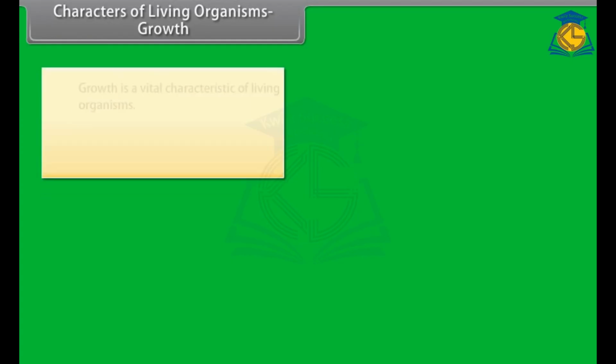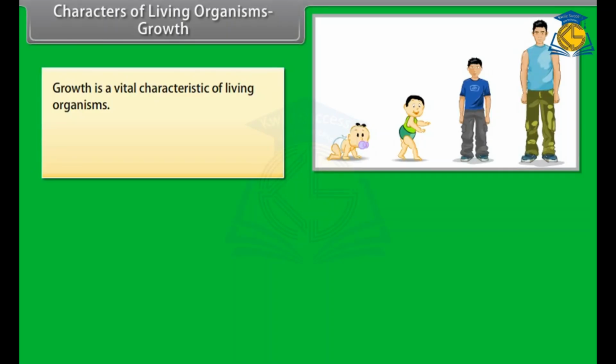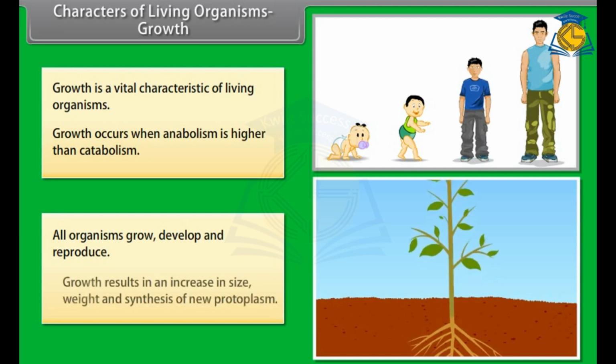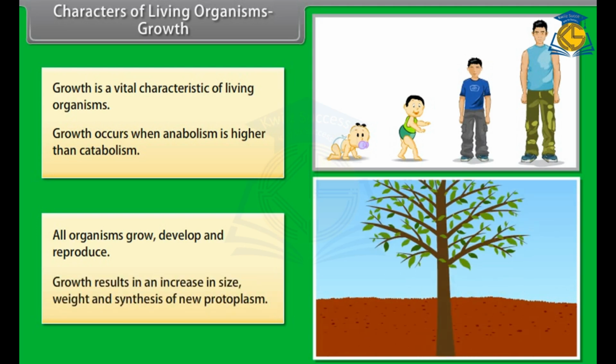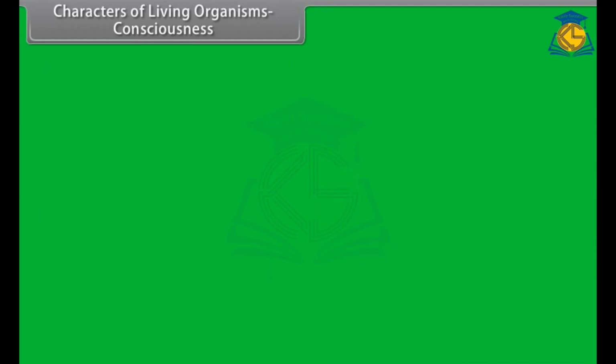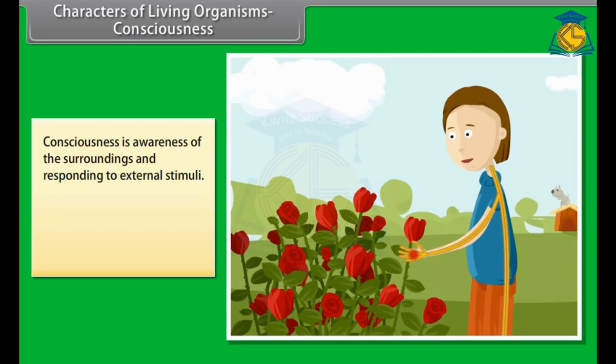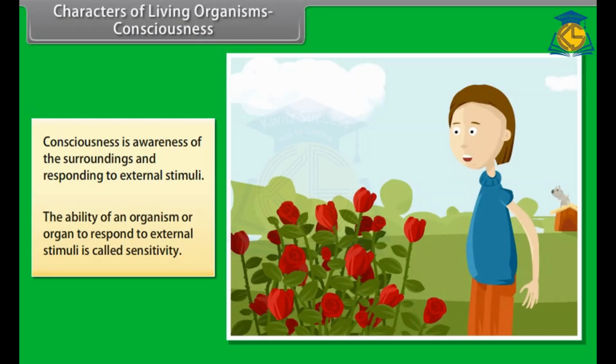Characters of living organisms. Growth. Growth is a vital characteristic of living organisms. Growth occurs when anabolism is higher than catabolism. All organisms grow, develop, and reproduce. Growth results in an increase in size, weight, and synthesis of new protoplasm. Characters of living organisms. Consciousness. Consciousness is awareness of the surroundings and responding to external stimuli. The ability of an organism or organ to respond to external stimuli is called sensitivity.